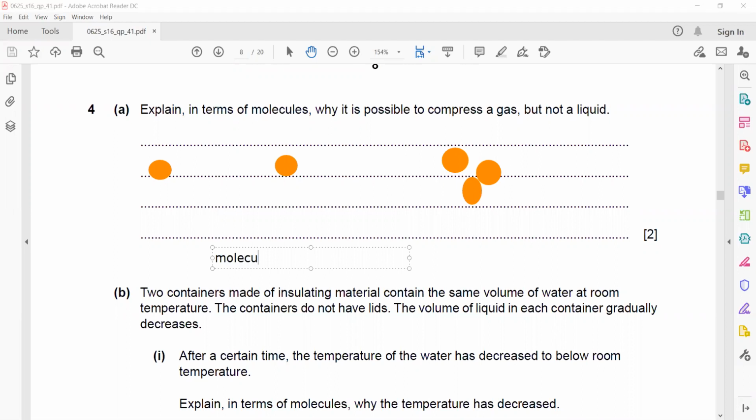So the molecules are far apart in gases compared to liquids, in which the molecules are closer, so it is difficult to compress. Compress here refers to when you apply a force. By applying a force, you are able to reduce its volume. We call that compression.